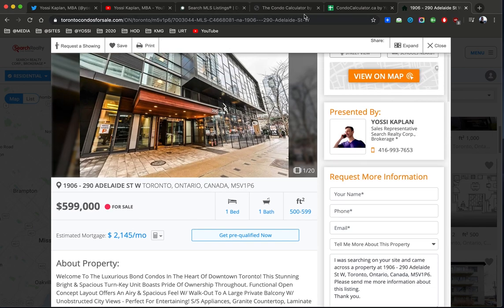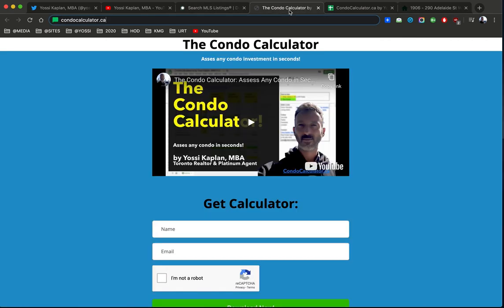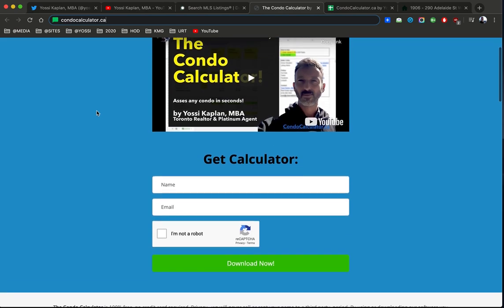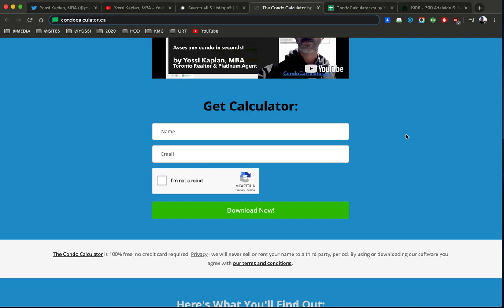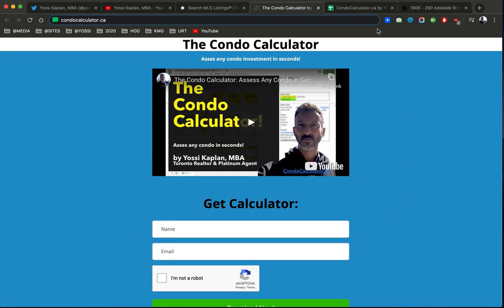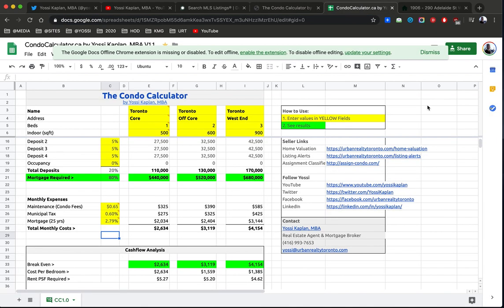I'm going to go to condocalculator.ca, which I've made for you. It's a free download. Put your name, put your email, I'm not a robot. And the system will send you an email back with a link to this spreadsheet. Download this spreadsheet and use it in privacy. There's no login required. No one is going to check or look at what you've done. So it's absolutely private. Download it to your own computer and use it on your own computer, or upload it to your own Google Docs. It's going to work.